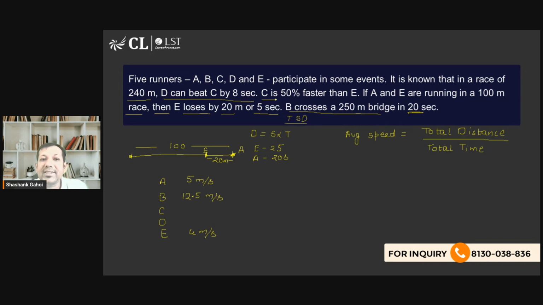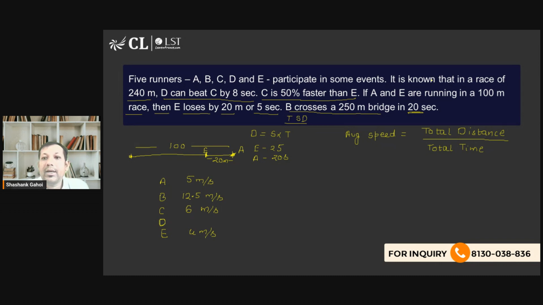Now it says C is 50% faster than E. So what does it mean? The speed of E is 4, so the speed of C is going to be 6 meters per second, because C is 50% faster than E. That's it. Now let's come to the speed of D.